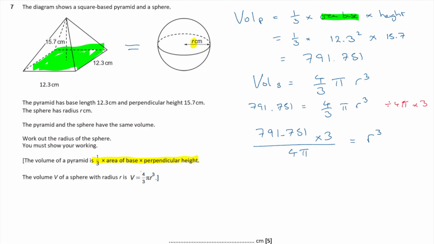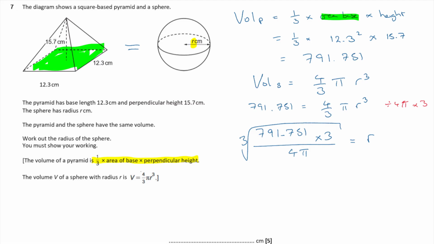Then to find r, we're going to have to cube root that. If I cube root both sides, I'll get the cube root of all of that. R is the cube root of 791.751 times 3 divided by 4 pi, all cube rooted.